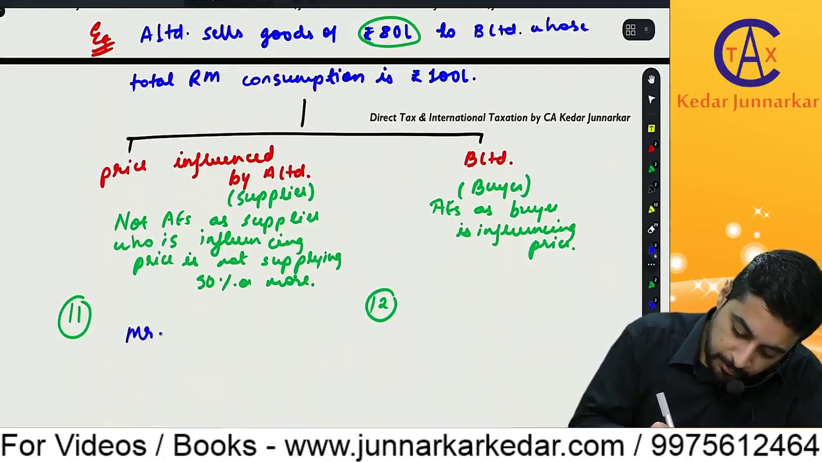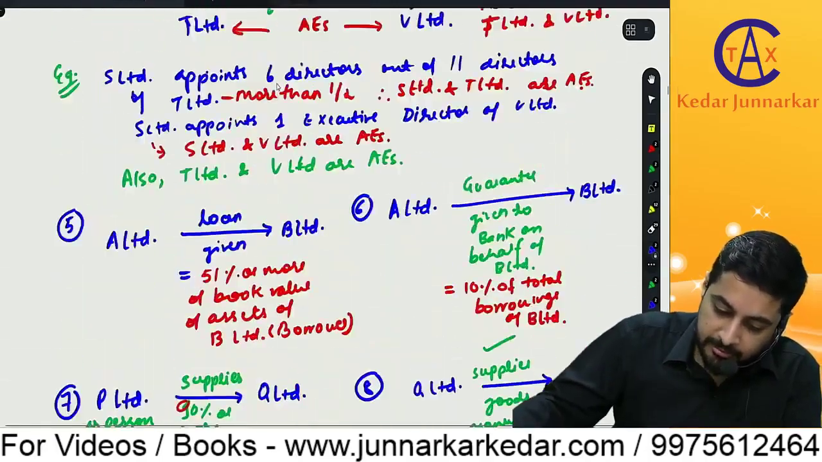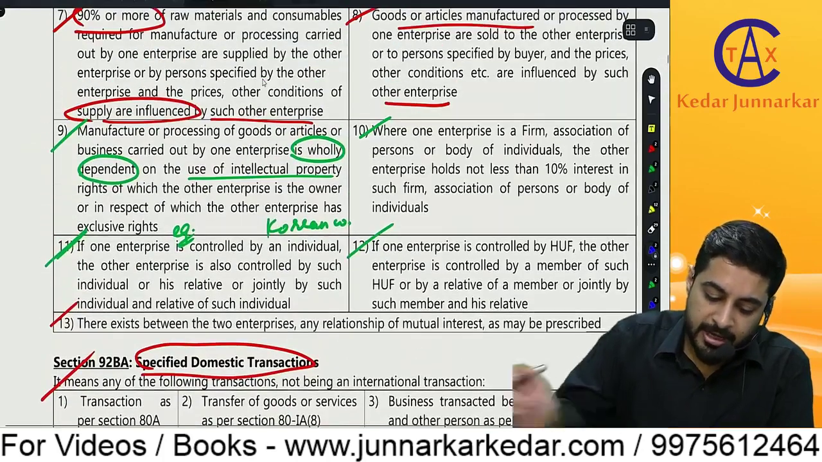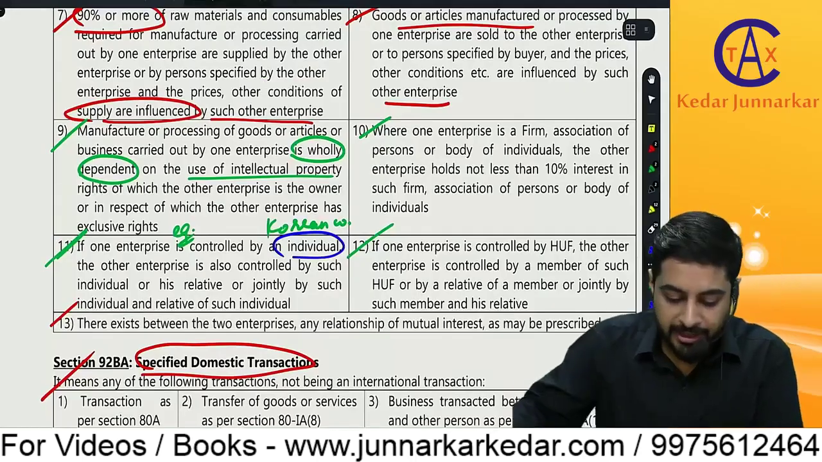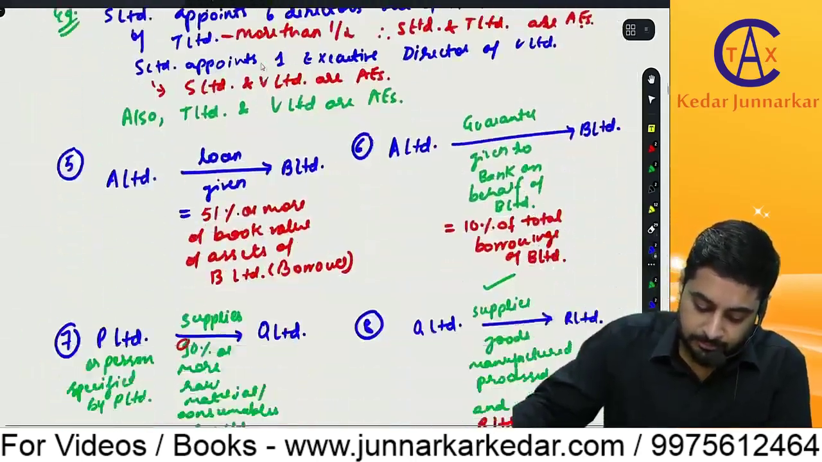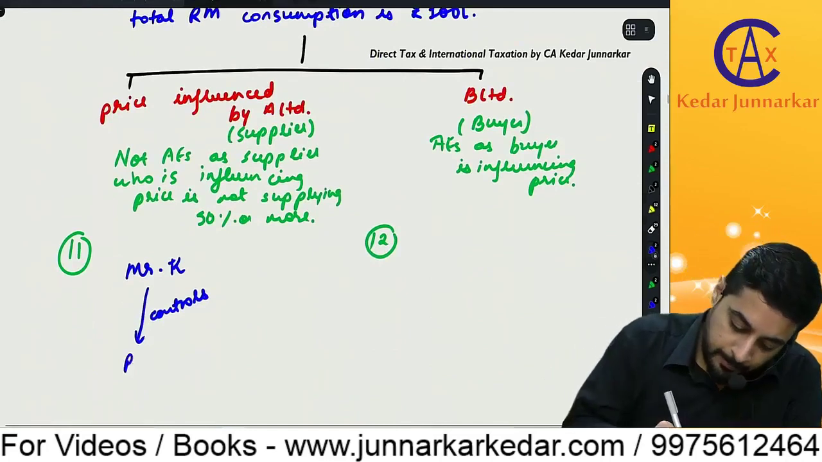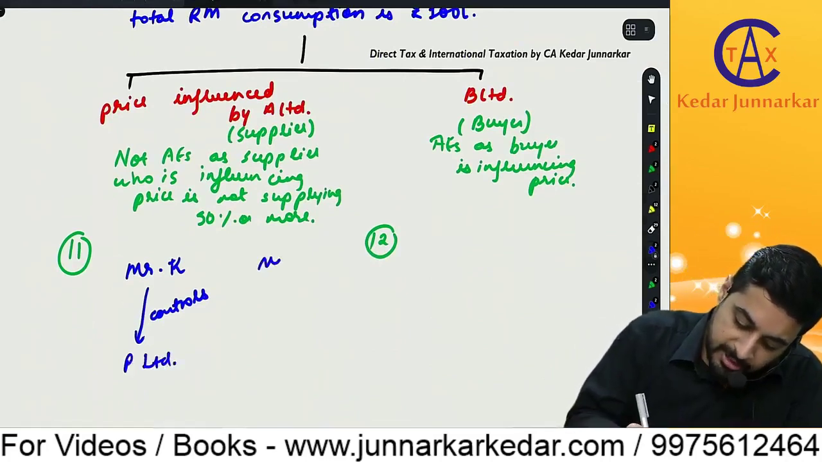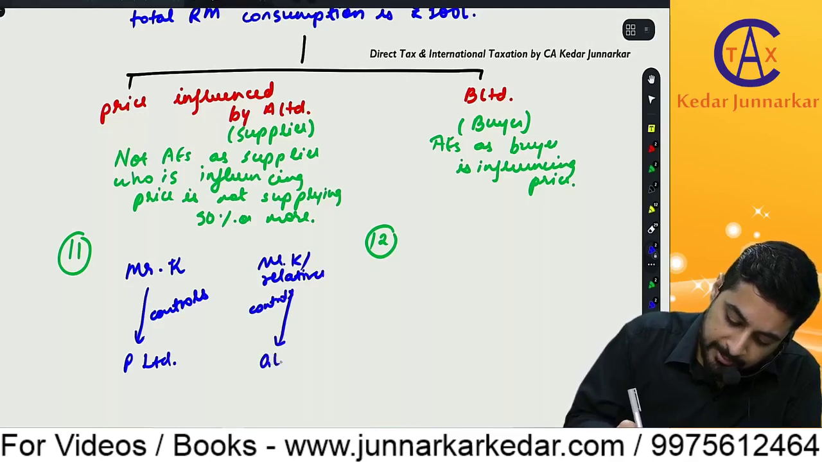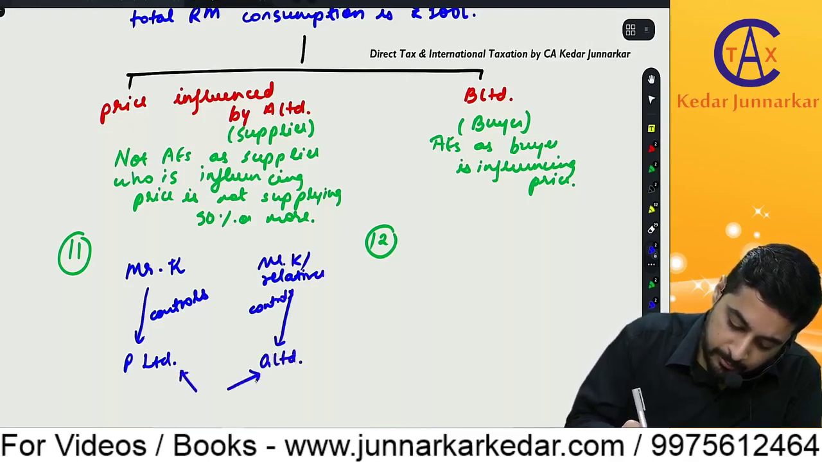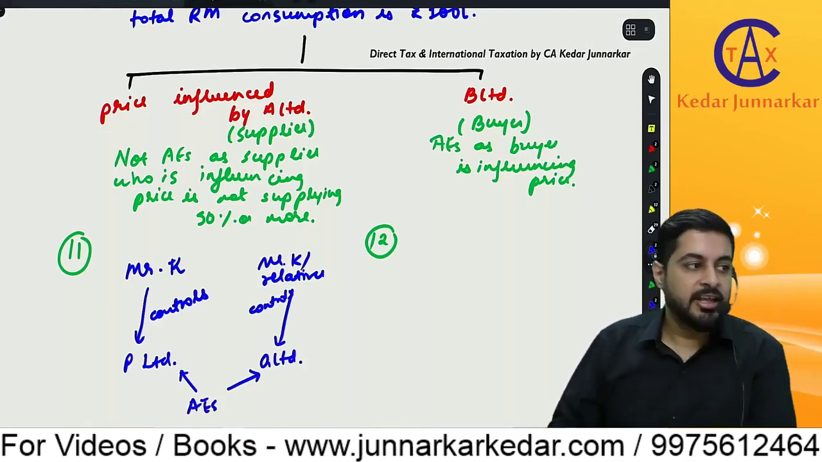So here Mr. K is controlling P Limited. The first enterprise is controlled by an individual, and the other enterprise is also controlled by the individual, relatives, or jointly. And Mr. K or his relatives or they together control Q Limited. So they are AEs.